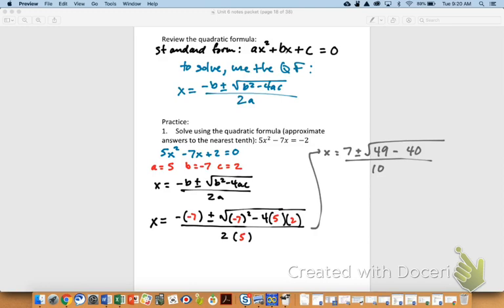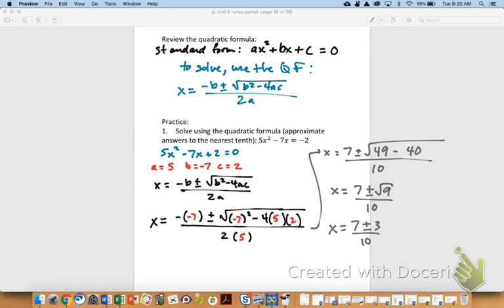And I'm in a much better place, right? I'm not done with all the work in the radical yet, but I'm really close. 49 minus 40, of course, is 9. Not negative, it's positive 9. So I end up with this. So I'm going to just keep going here because what's the square root of 9? Okay, this is working out really nicely. So x equals 7 plus or minus 3 over 10.